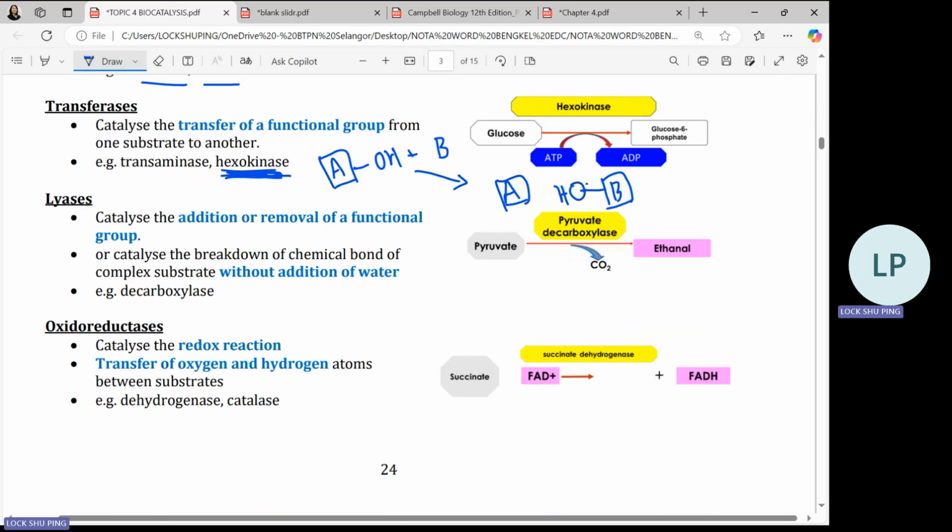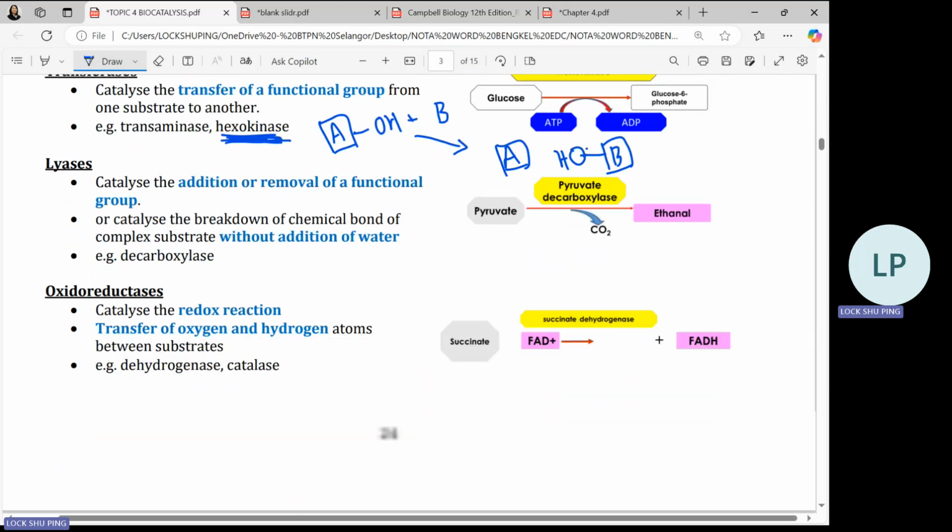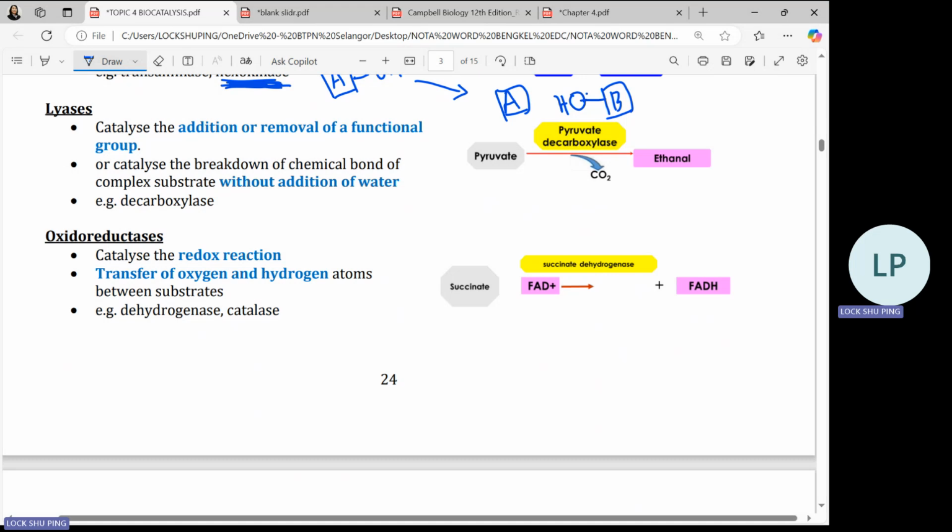Lyase is an enzyme which speeds up the breakdown, or carries out lysis, which is the breakdown of a chemical bond from a complex molecule into a simple molecule. But different from hydrolase, they do not require water. They just simply break down the chemical bond by adding or removing different functional groups, or small molecules like carbon dioxide. They don't need water to initiate the reaction. Hydrolase requires water; this one, no need. The process they carry out is lysis.